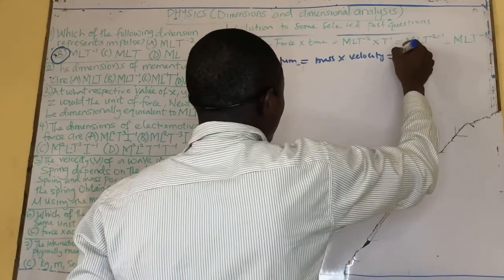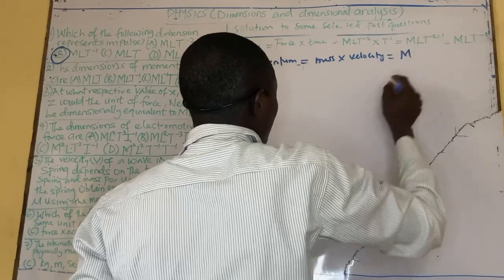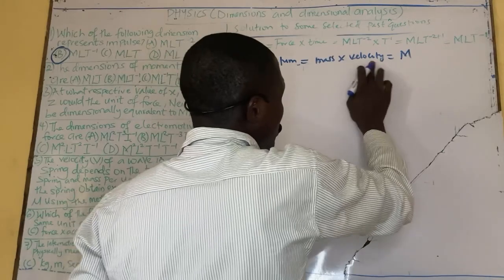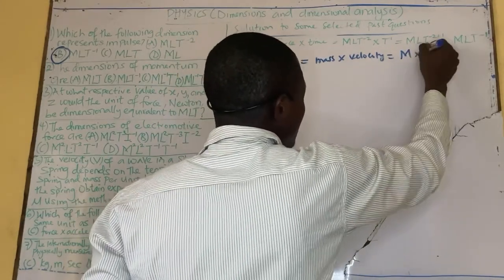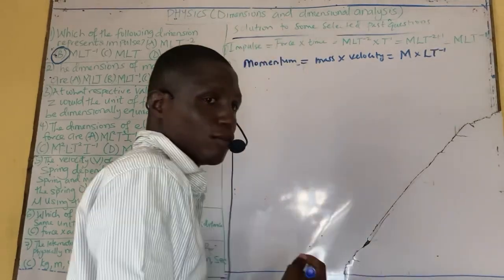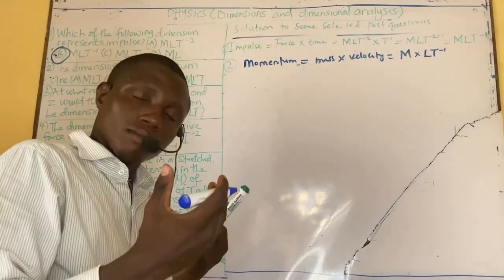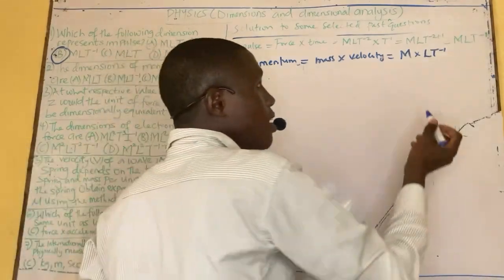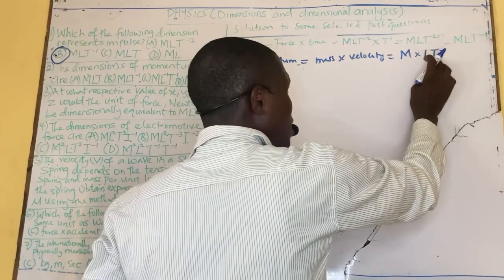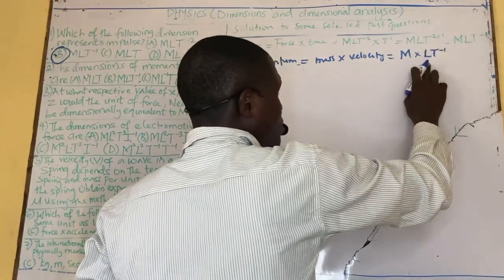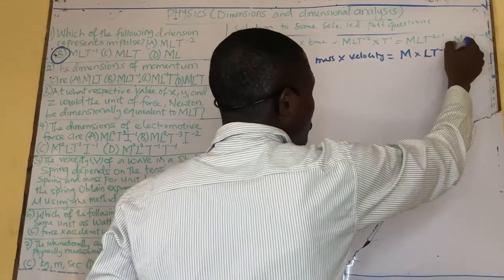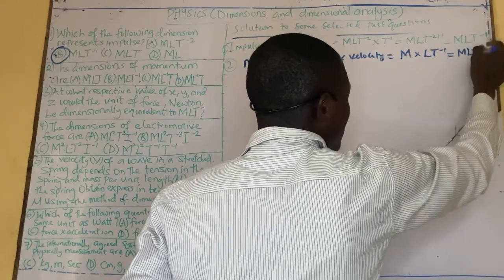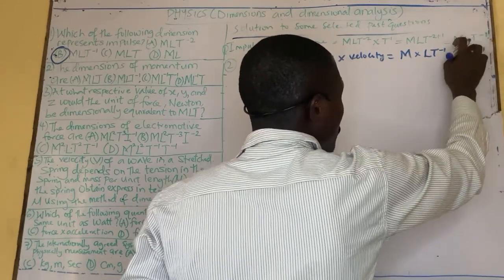Mass times velocity is M multiplied by, the dimension of mass is M, while the dimension of velocity is L per T. You can check the table, or rewind the video and check the table for the dimension of velocity, which is L per T. M times L per T is M L per T. You can see they are the same thing.